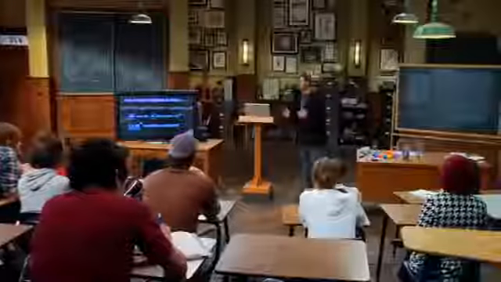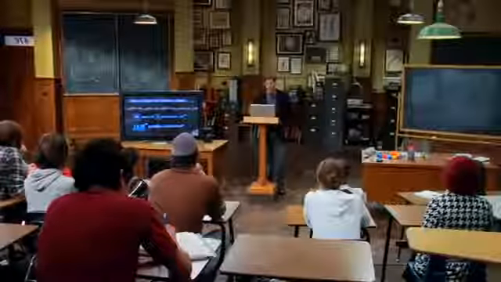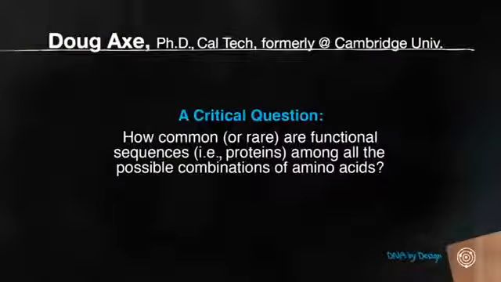So I have a colleague who's been interested in the whole question of whether or not life could arise by chance for a long time. His name is Doug Axe. He's a molecular biologist. He did his PhD at Caltech. He worked for 14 years at Cambridge University, and he wanted to find out how common or how rare are the functional sequences of amino acids among the big space of all the possible amino acids there are. And he chose to work on a protein of about 150 amino acids to start to get an answer to this question.